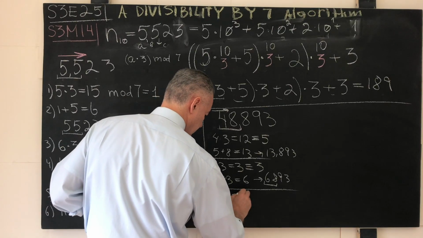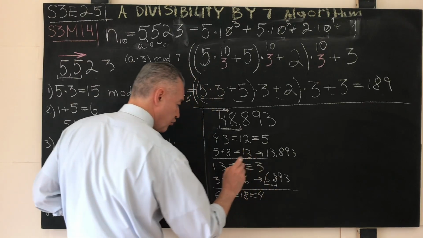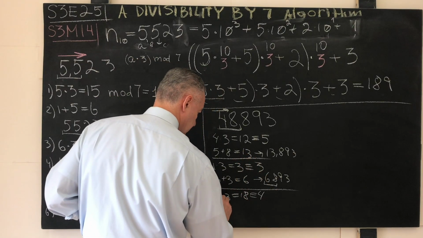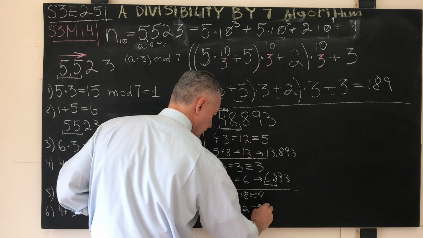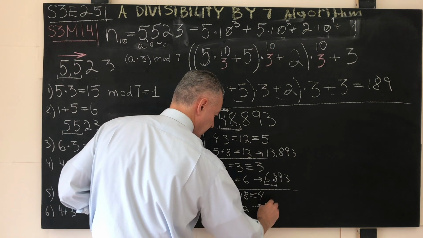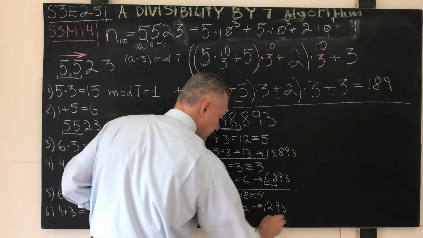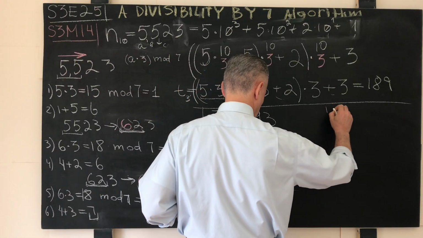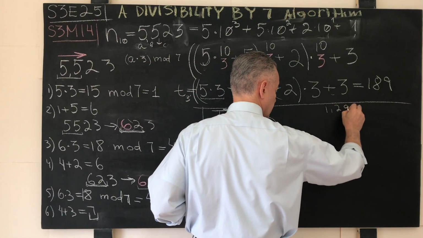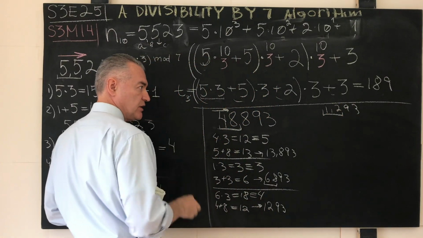6 times 3 becomes 18. Reduce modulo 7, it becomes what? 4. 4 plus 8 becomes 12. So our number is 68 replaced by 12, and then the last 2 digits over here, 1,293. Let's write it down, 1,293. Again, processing that number left to right, 2 digits at a time.